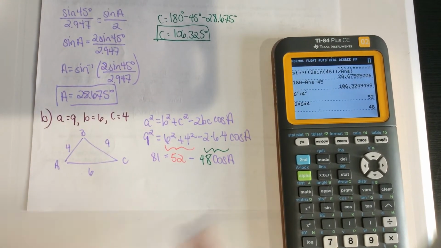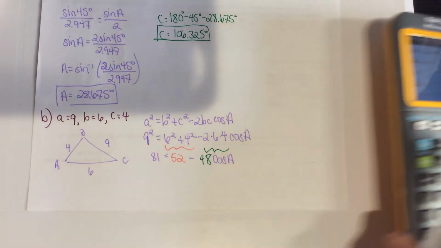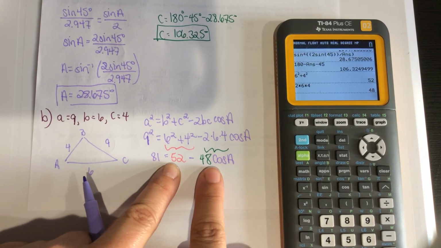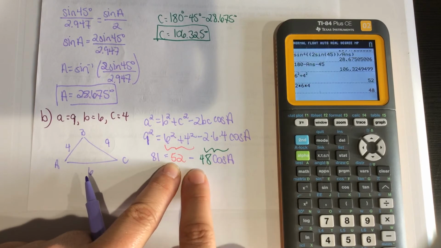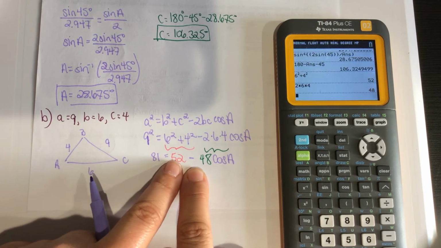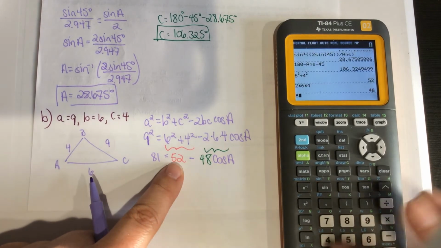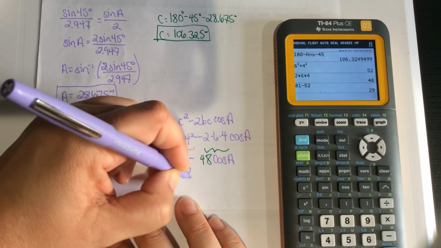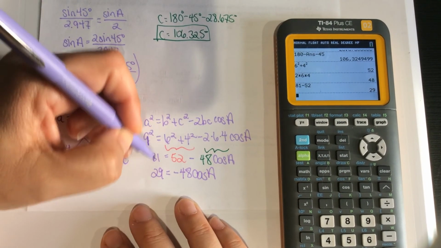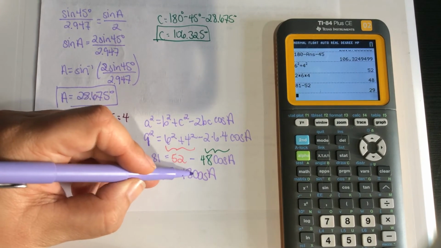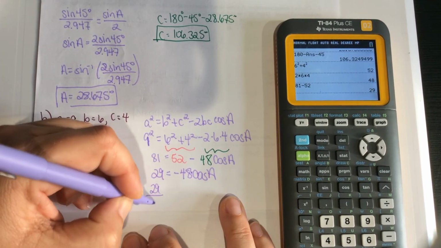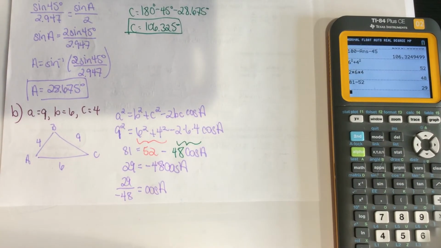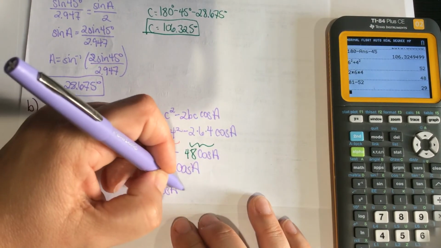Okay. Now I need to think, I'm solving for A. When I'm solving for a variable, I do reverse PEMDAS. So I need to get rid of this 52 before I can get rid of the 48 because this is attached with multiplication. This is attached with, well, technically it's addition, but it looks like subtraction. So I'm going to subtract 52 from both sides. Then I can divide to get rid of this multiplication here. And then I can do cosine inverse.